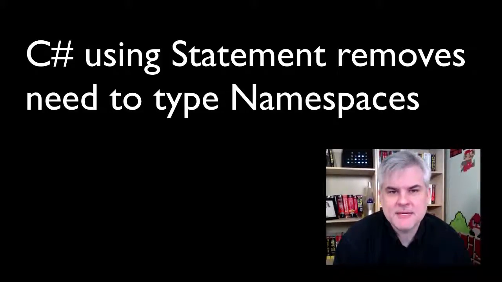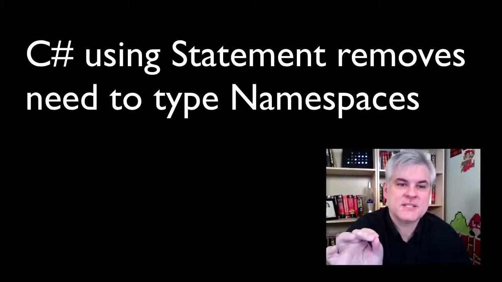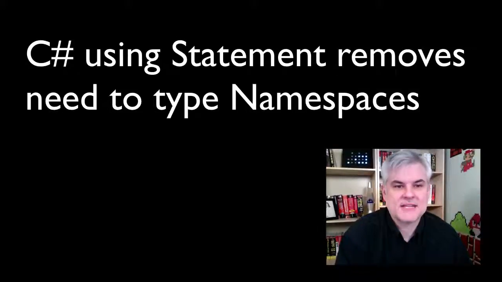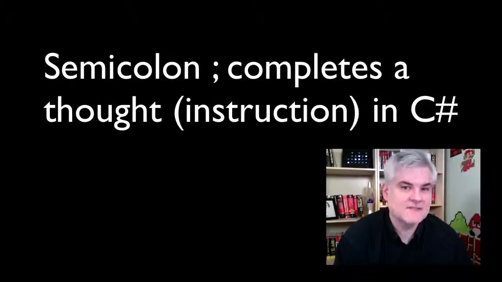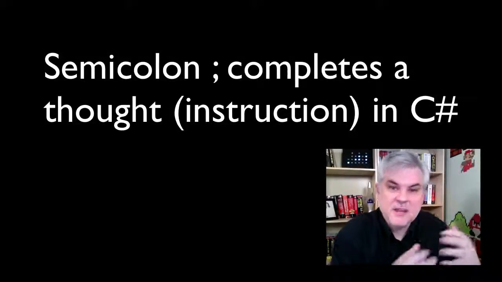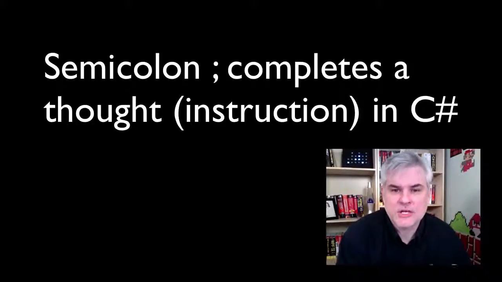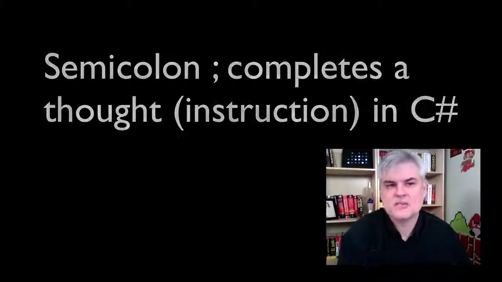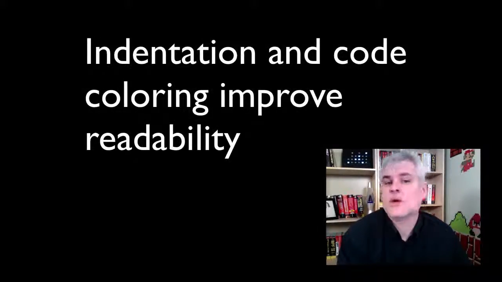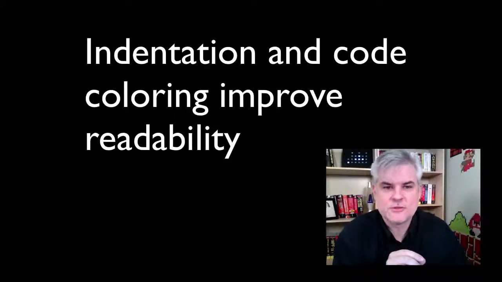Number 6, you can add a using statement, typically at the very top of the code file that you're typing in, so that you don't have to type that entire namespace that would be used by the classes and the methods that you're attempting to use. Number 7, we talked about the semicolon and how it's kind of the period, the punctuation at the end of a complete thought within your code. And we're going to revisit this on day 2, talk a little bit more about that. And then finally, indentation and code coloring as a way to help you and others read code.